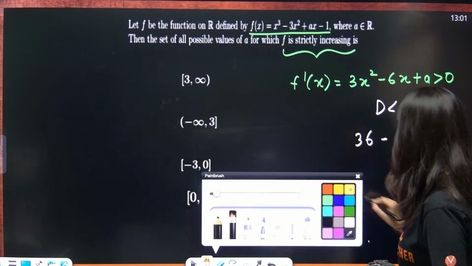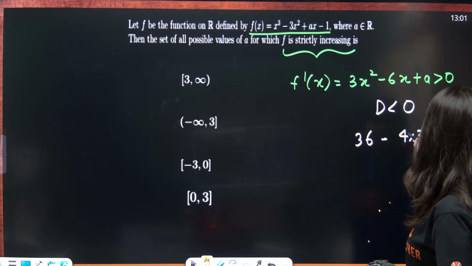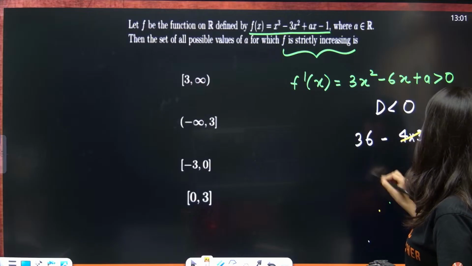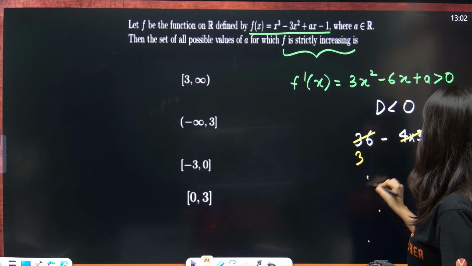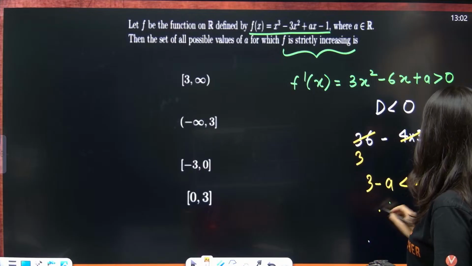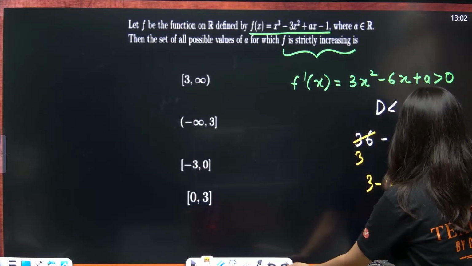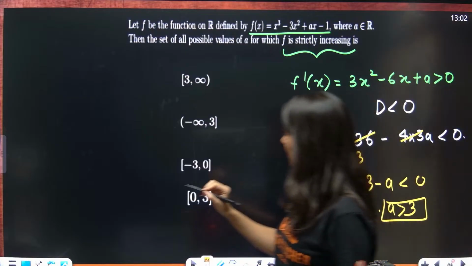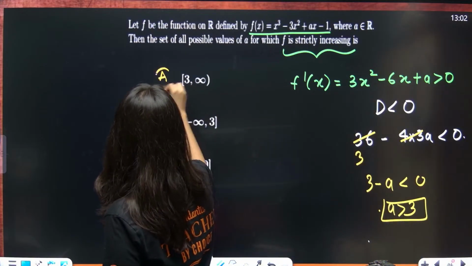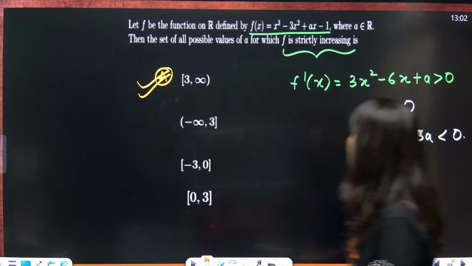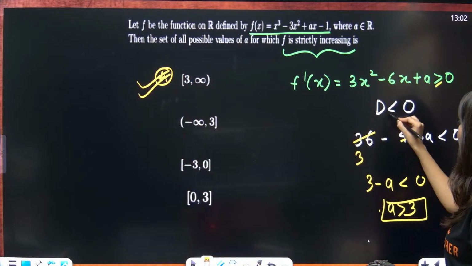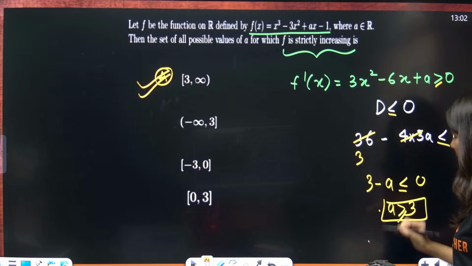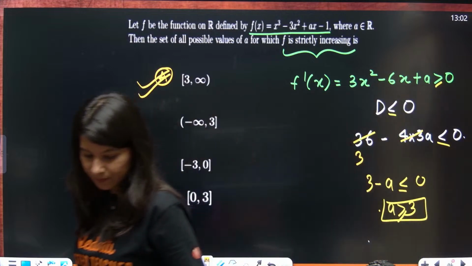So over here we can see that 4 3s are 12, so 3 minus a less than 0, a less than 0. a should be greater than 3. a should be greater than 3, that means option A is absolutely correct. Okay, and this is greater than or equals to 0, so less than or equals to 0, that's why equality is here.